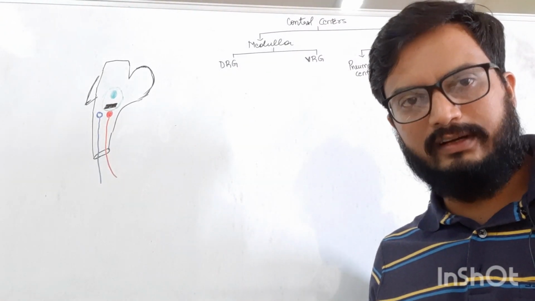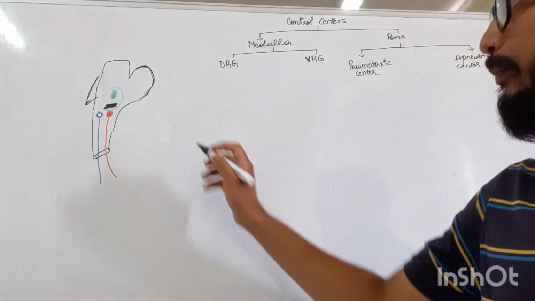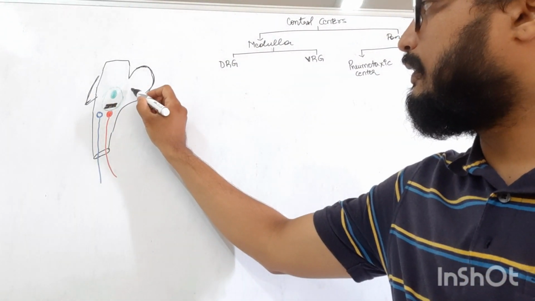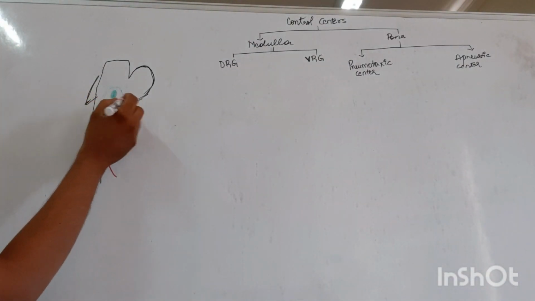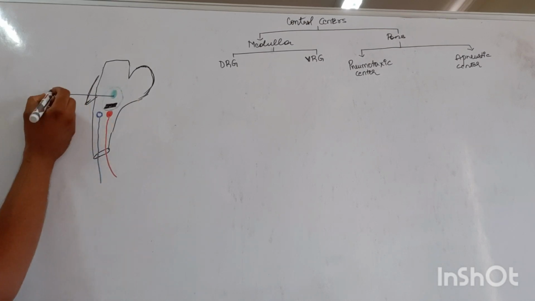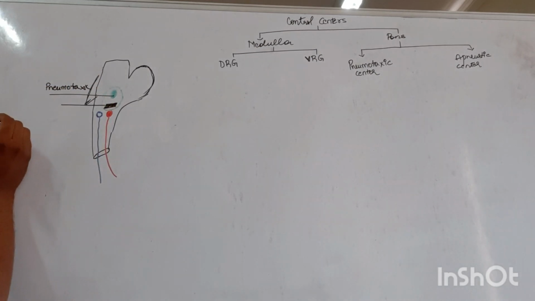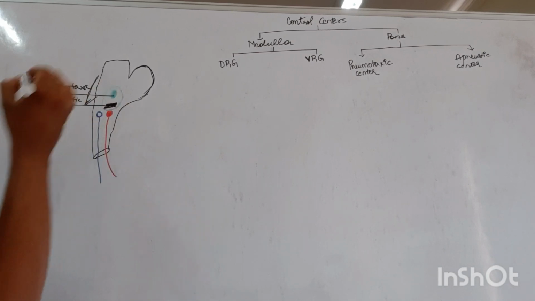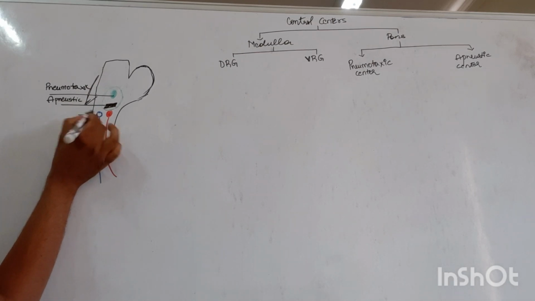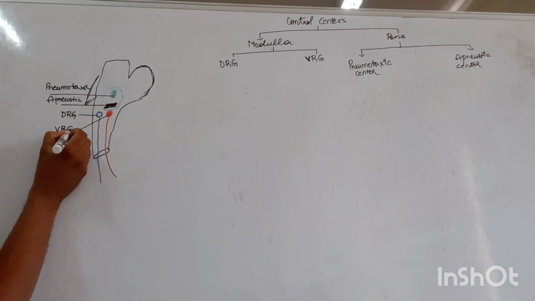Now we will see the control centers of the respiration. They are present in the central nervous system in the brain stem. So we have the pons and also the medulla. In the upper pons, we have the pneumotaxic center, and in the lower pons we have the apneustic center, and in the medulla we have the dorsal respiratory group neurons and ventral respiratory group neurons.